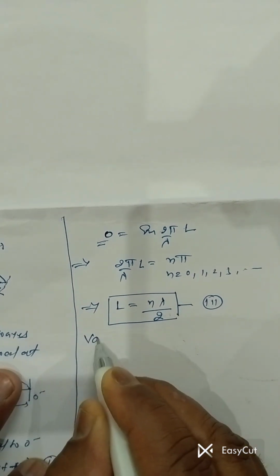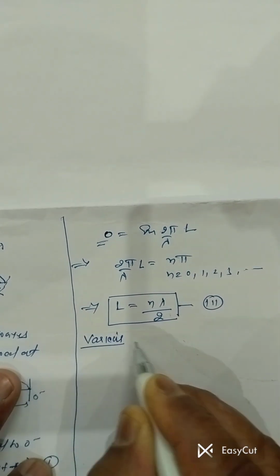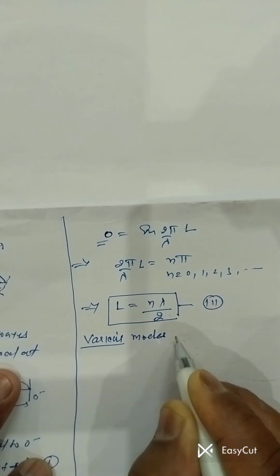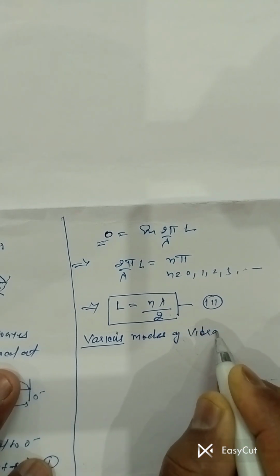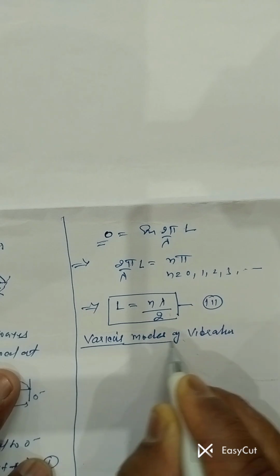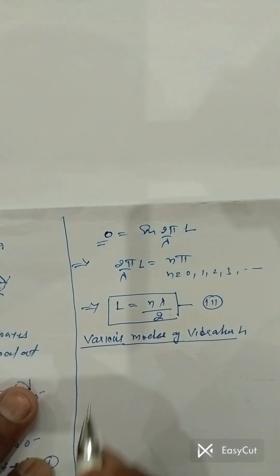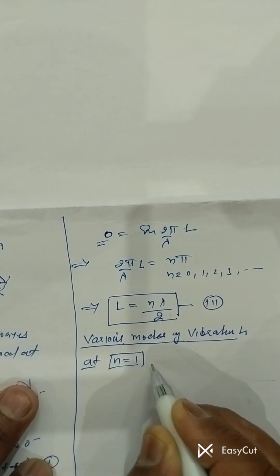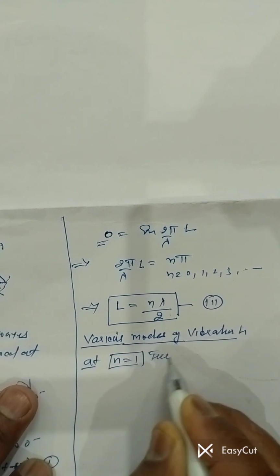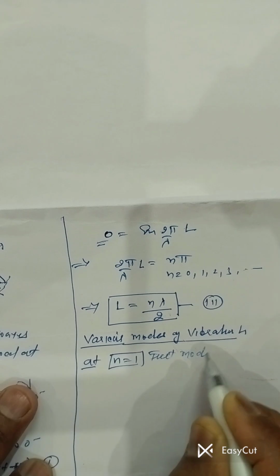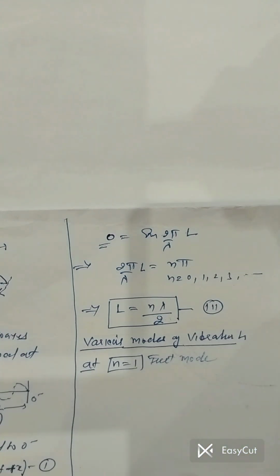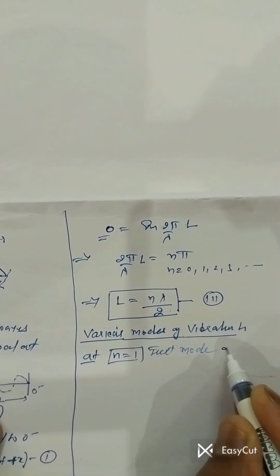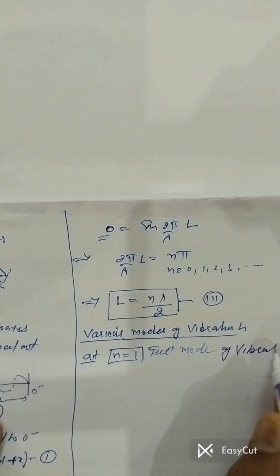So various modes of vibration. So how can we find these various modes of vibration? So at n is equal to 1, this is called first mode of vibration. So this is the first mode of vibration. How can we find it?